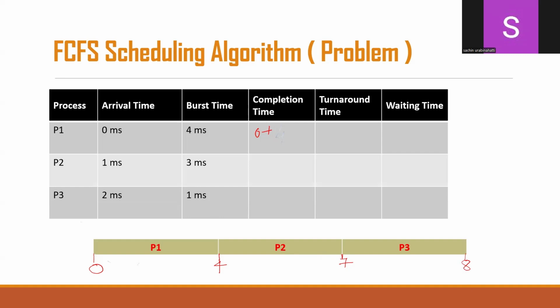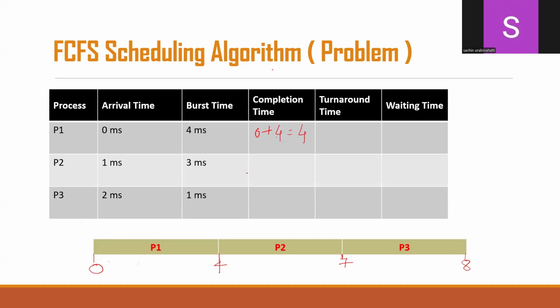So this Gantt chart talks about your completion time. By this, you can understand the completion time of each and every process. What is the formula for completion time? The completion time formula is start time plus burst time. Process P1 starts at 0, plus the burst time of 4. So the completion time will be 4 over there.